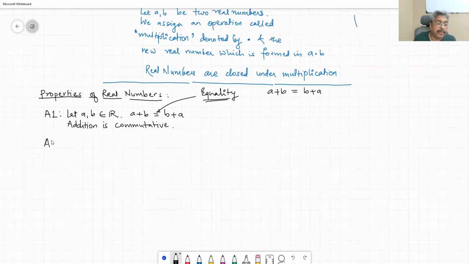Second property A2: let A comma B comma C belong to R. A plus B plus C is equal to A plus B plus C. Addition is associative.